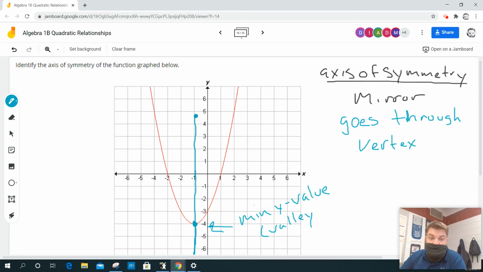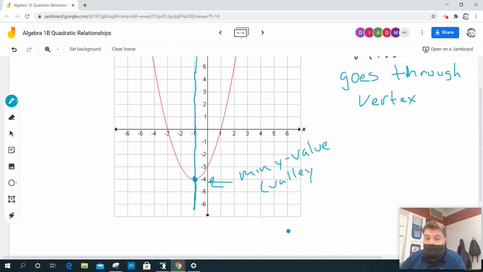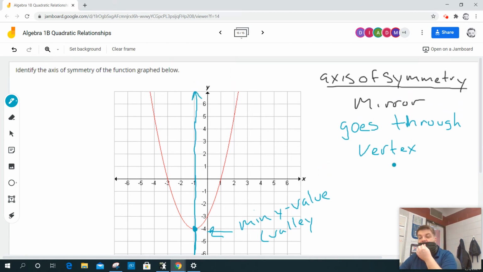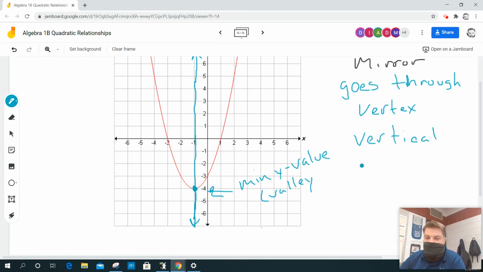Now, does anybody in here remember how to graph a vertical line? In other words, how do I name a vertical line? Well, vertical lines are not a function. They're an equation of x. X equals, where's it going through? -1. X equals -1. That's the axis of symmetry.